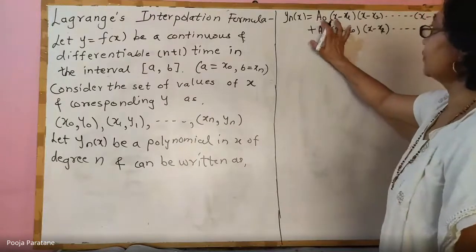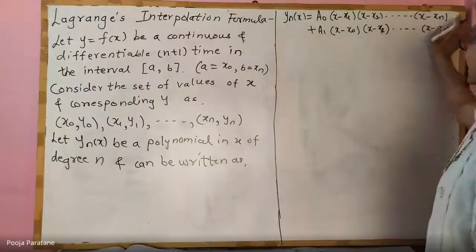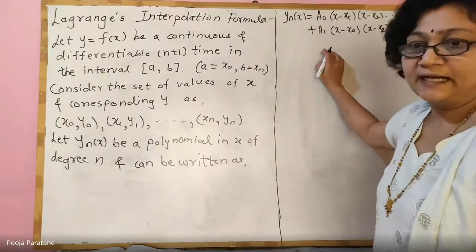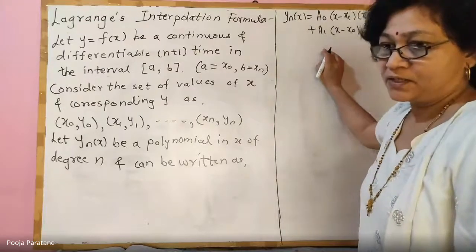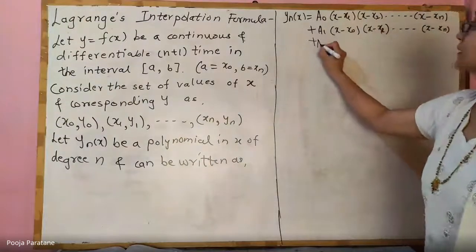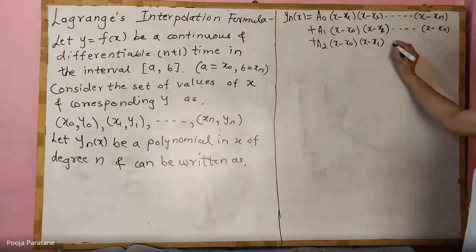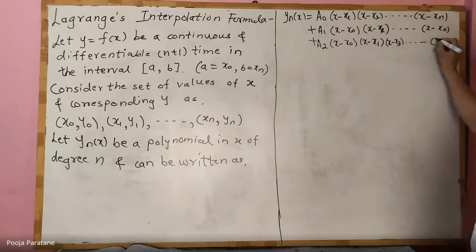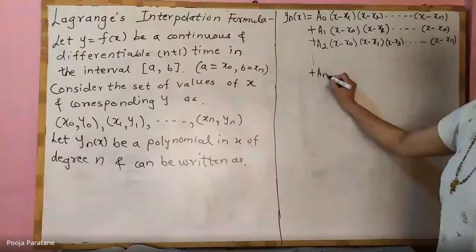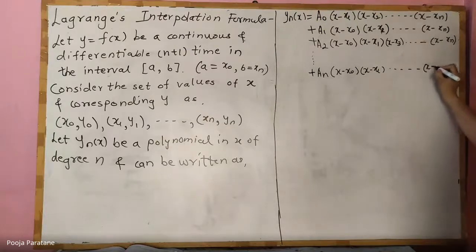If you consider this a0, then x minus x0 is not there and all remaining terms are here. Similarly, when we consider a1, that is how to remember this polynomial when you write the Lagrange's interpolation proof. So the next term you can write as (x minus x0), now x minus x1 will not be there, (x minus x2), and so on up to (x minus xn). In this way, we can write it, and the last term is an (x minus x0)(x minus x1) up to (x minus x(n minus 1)).